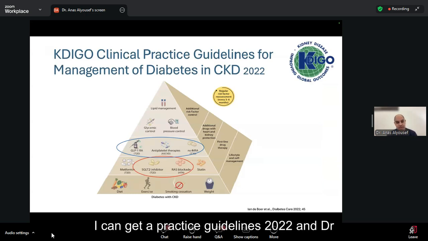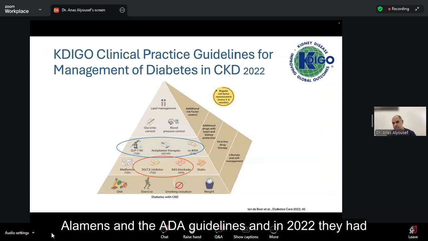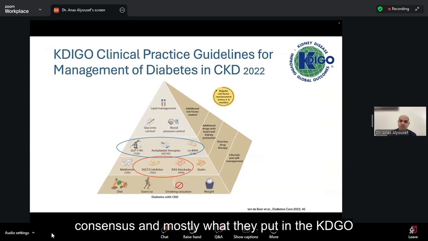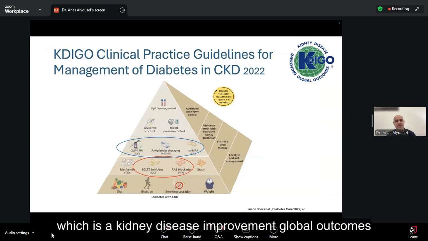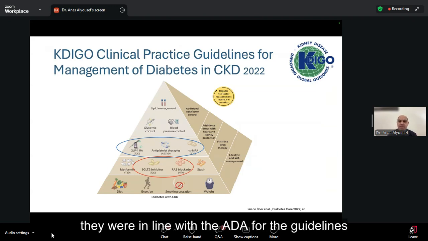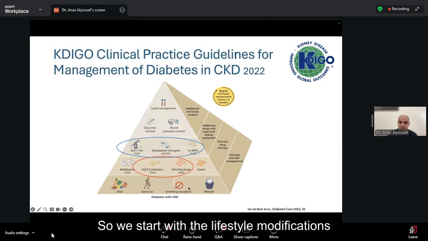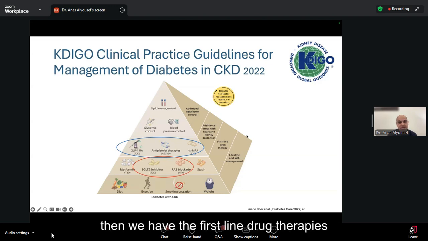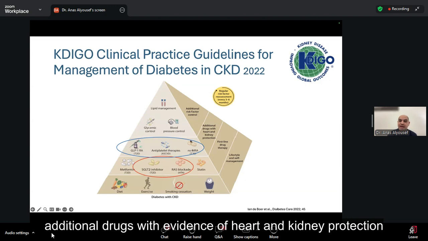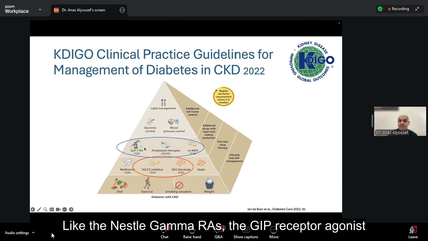So if we look at the KDIGO Clinical Practice Guidelines 2022, and Dr. Ala mentioned the ADA guidelines, in 2022 they had a consensus, and what they put in the KDIGO, which is Kidney Disease Improving Global Outcomes, the International Nephrology Guidelines, was in line with the ADA guidelines. So we start with the lifestyle modifications, then we have the first line drug therapies, RAS inhibitors and SGLT2 inhibitors. Of course, this was only for type 2 diabetes. And then we can add on additional drugs with evidence of heart and kidney protection, like the non-steroidal MRAs and the GLP receptor agonist.